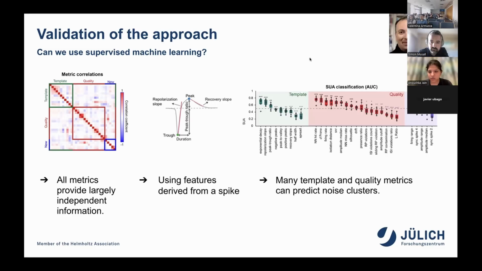Another test we wanted to do was to plot a ROC AUC. That just means we wanted to see if we have a metric, can it be used to differentiate between two populations? One was SUA and the other one was not SUA. There we saw that there are definitely metrics which are discriminative.